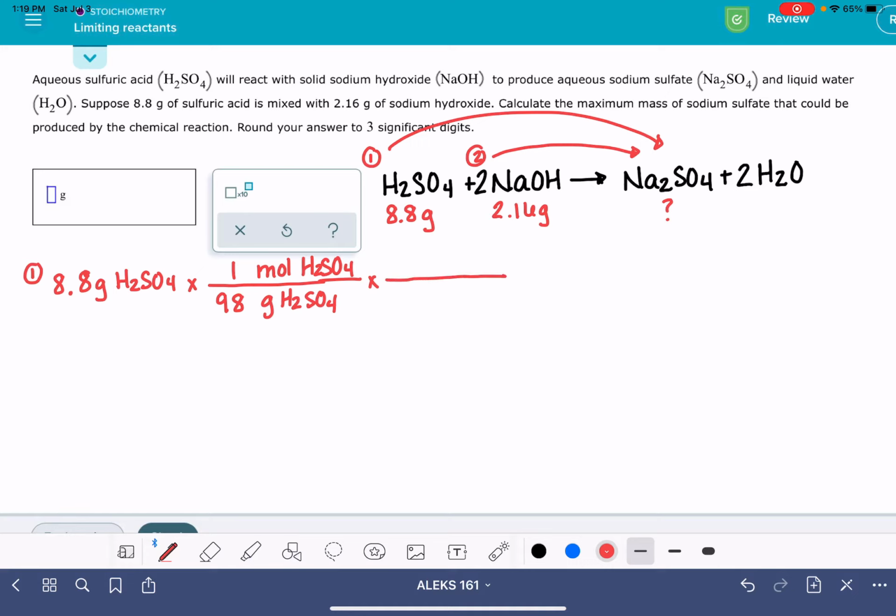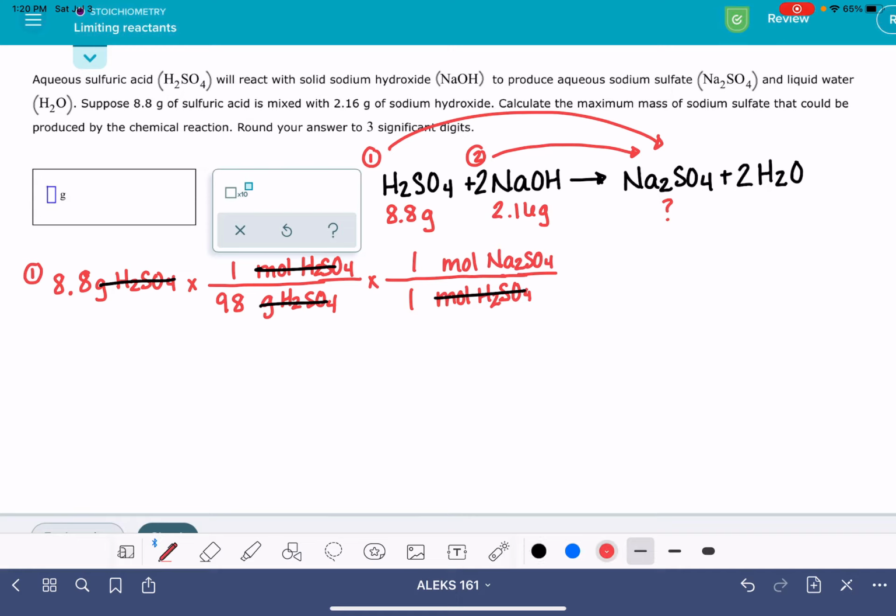Next thing that we need to do is convert from moles of sulfuric acid into moles of our desired molecule, Na2SO4, and we do this conversion using the stoichiometric coefficients from the balanced equation. That's why we had to balance it. The moles of sulfuric acid, its coefficient is 1, so this is going to be a 1, and the sodium sulfate, its coefficient is also 1, so it's also going to be a 1. It doesn't always work out that way, but that's how it's worked out in this situation.